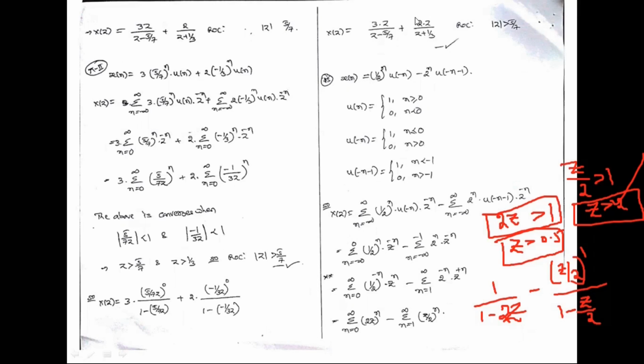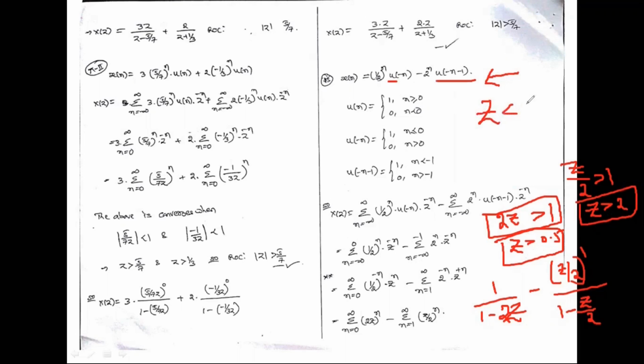This is not a greater than value because it is a less than one. Both the functions are not u of n. They are u of minus n and u of minus n minus 1. u of minus n minus 1 means towards the left side. Towards the left side means you can take it as a less than function. z is less than 0.5 and z is less than 2. Okay, these two functions are not the greater than. These also, and this one is also less than only.